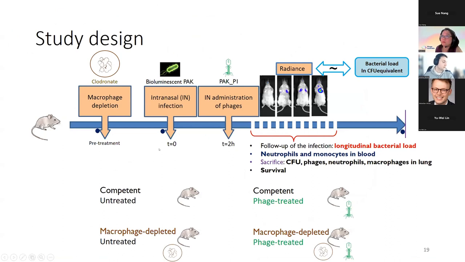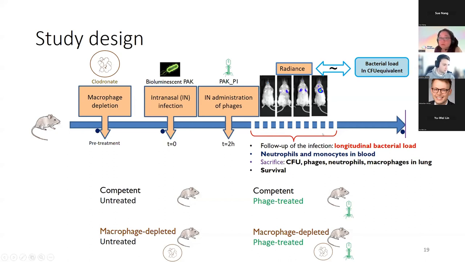So to do our study to understand the macrophage-phage interaction and the effect of the macrophage, we have the depletion of the macrophage by clodronate, and a few days after, when the macrophages are still depleted, we have the infection, this time by a bioluminescent strain of Pseudomonas aeruginosa. The other work was Escherichia coli. And after that, administration of phages, and again, the follow-up of the bacterial load over time due to the radiance.